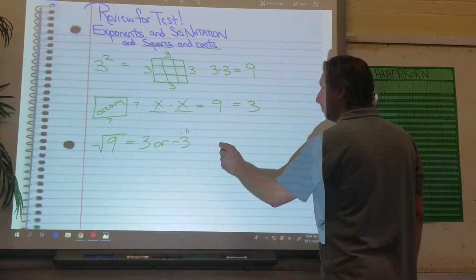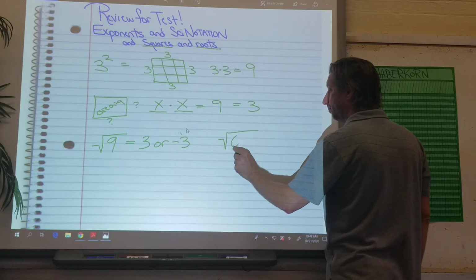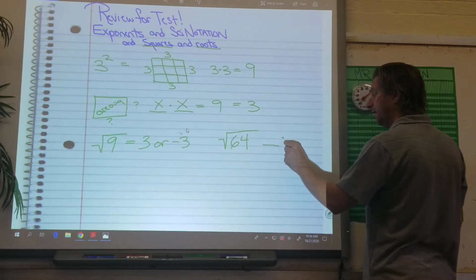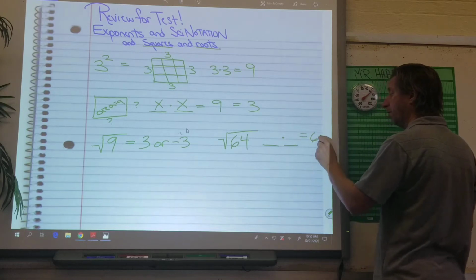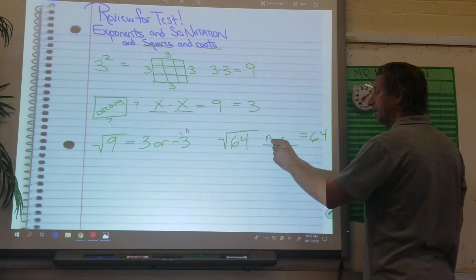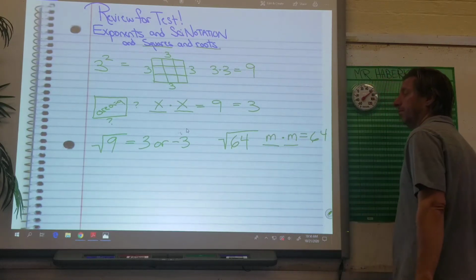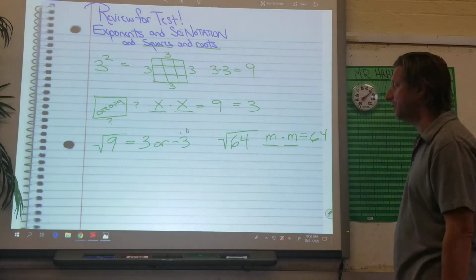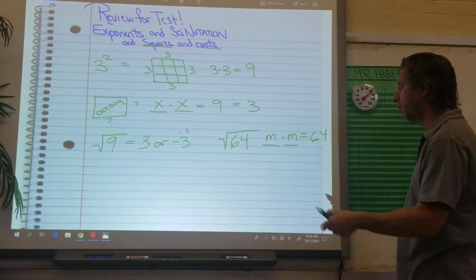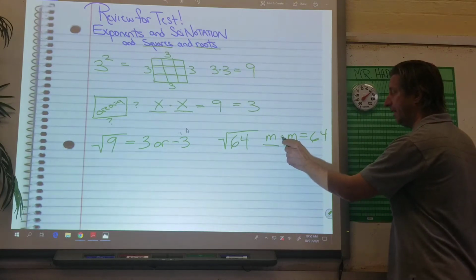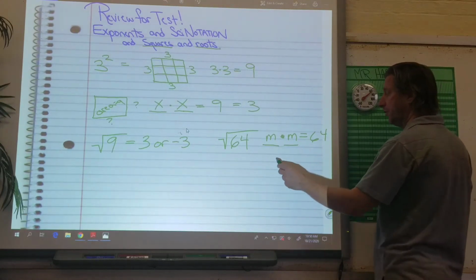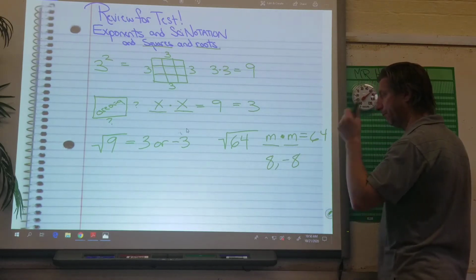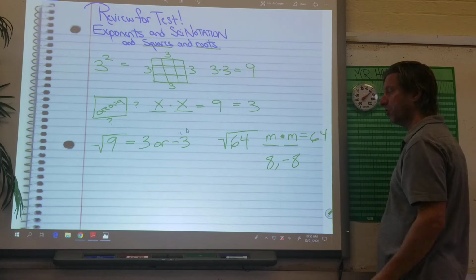So we can even do that with a bigger number. When you have bigger numbers, don't forget, it's a number times a number equals 64. And they both have to be the same. So you can't just do 64 divided by 2 and say it's 32, because that would be 32 plus 32, but we have a times sign here, right? So it's actually 8. Your answer would be 8 or negative 8, right? Okay, so that's square roots.